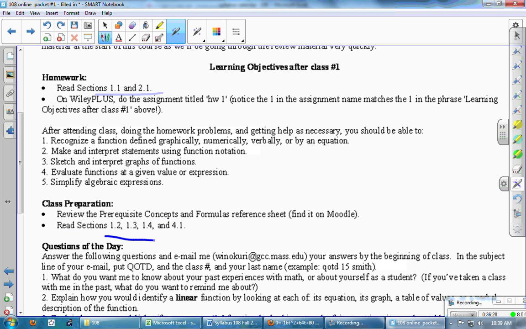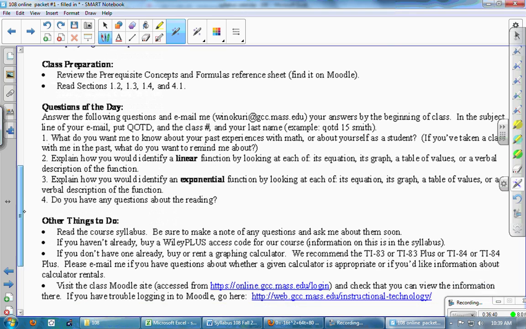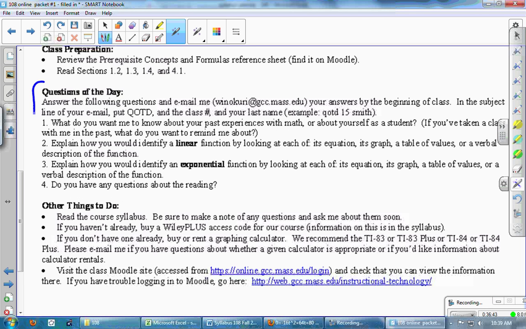Normally, we're not going to have to read 4 sections. I think our normal assignment here is only going to be read 1, but there's a lot of review stuff to do at the beginning, so a little bit more reading is put on your shoulders at the start of this term. Next thing, questions of the day.